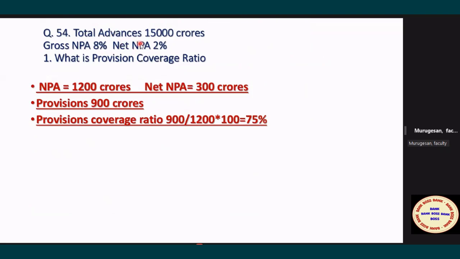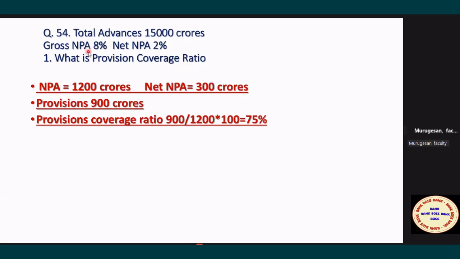Now another simple question. They want you to calculate PCR. Total advances are 15,000 crore, gross NPA 8%, net NPA 2%. What is the provision? Indirectly they are asking. It's a simple question, but sometimes people miss it. Gross is 8 and net is 2, so 6% is the provision. 6% of 15,000 is 900.